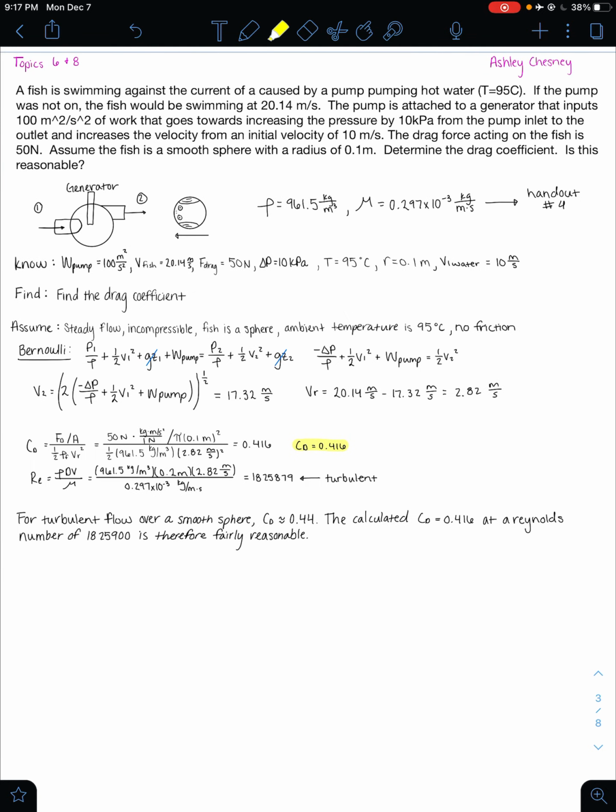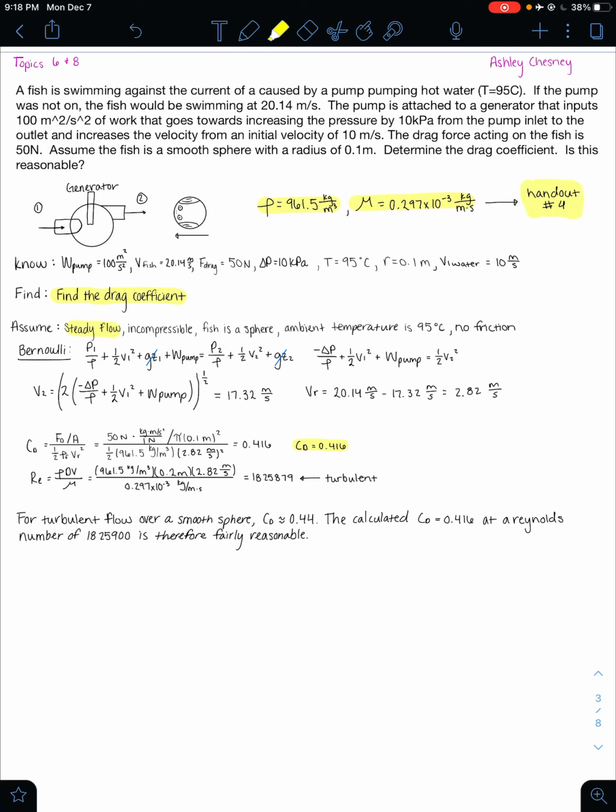Then to demonstrate topics 6 and 8, which is pump analysis and external fluid flow, we used a system of a fish that is spherically shaped that is swimming towards a pump that is powered by a generator that is pumping water towards it. And to solve this, we need to find the drag coefficient, which is what we're looking for. We need the density and the viscosity of water, which is found in handout 4.